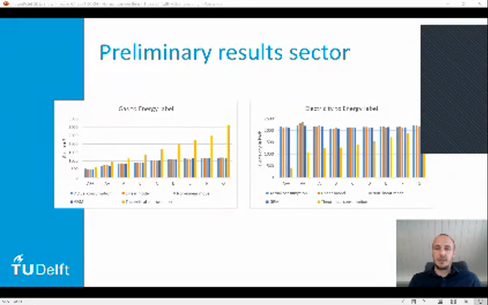And the same image is visible when we plot the electricity consumption by energy label. There also the empirical models are close to the actual energy consumption. And these graphs represent the 1.6 million dwellings we have in the CBS analyze environment.